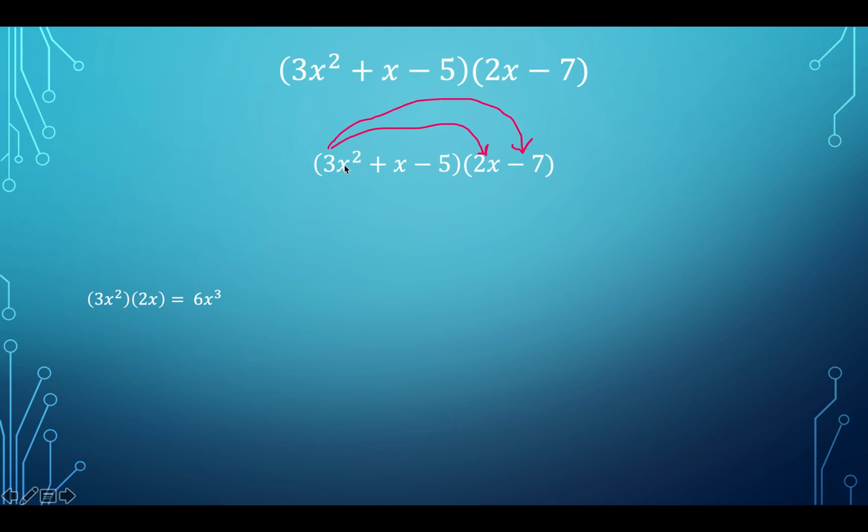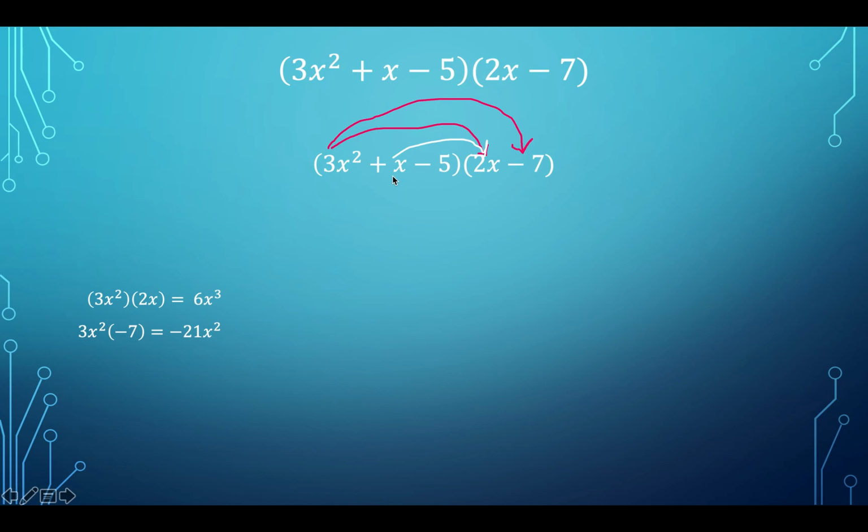Then we're going to distribute this 3x squared to this negative 7. So 3x squared times negative 7 gives us negative 21x squared. So now we've already distributed this 3x squared to each of these terms here. Next, we have to worry about this plus x. So now we have to distribute this plus x to the 2x and the negative 7.